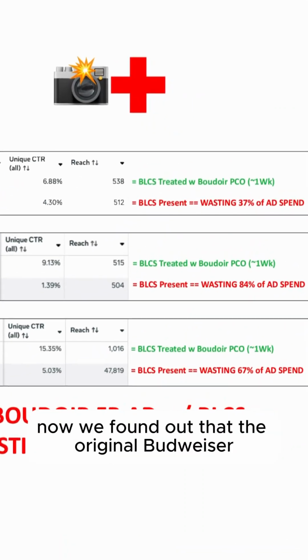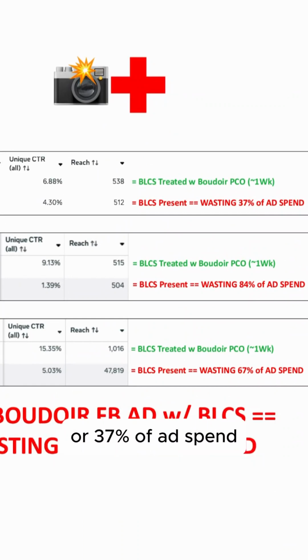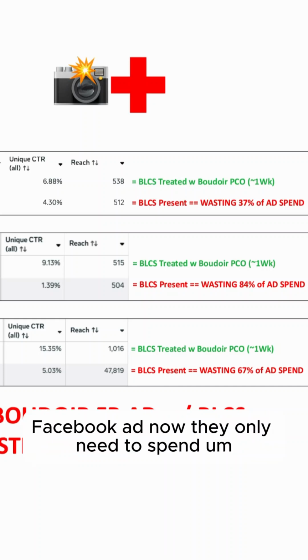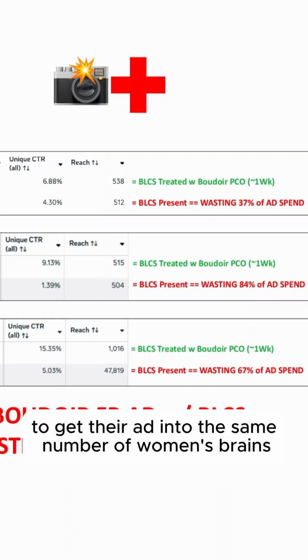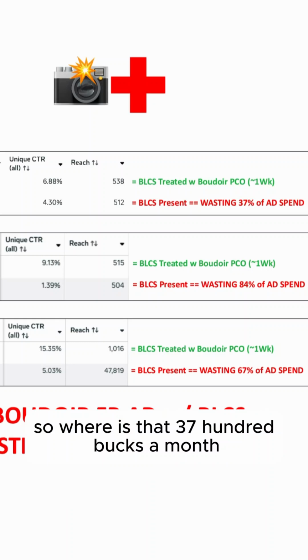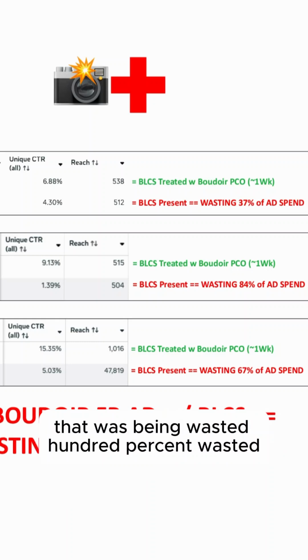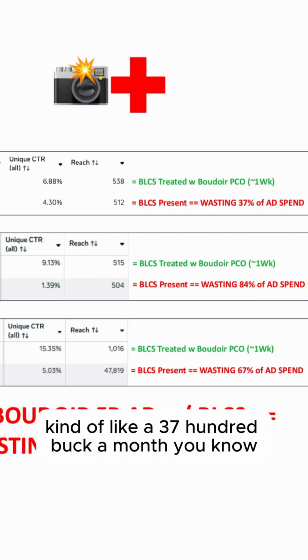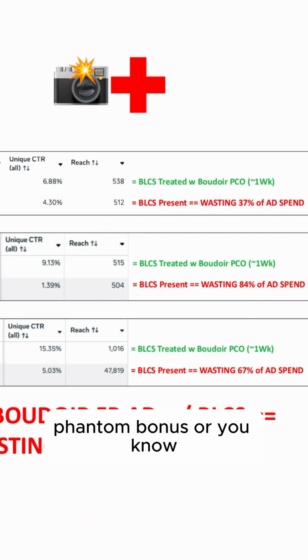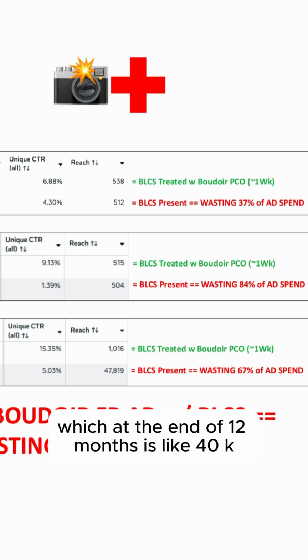Now we found out that the original Boudoir Facebook ad was wasting 37% of ad spend. So if they're spending 10 grand a month on the original Boudoir Facebook ad, now they only need to spend $6,300 a month on the Boudoir Pico treated ad to get their ad into the same number of women's brains. So that $3,700 a month that was being wasted, 100% wasted, they no longer have to spend it, it stays in their pocket. It's kind of like a $3,700 a month phantom bonus, and they don't have to do anything. Which at the end of 12 months is like 40K.